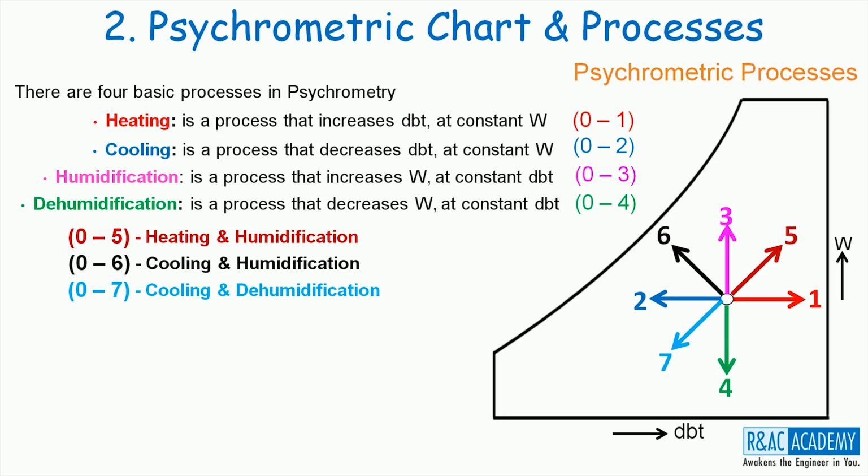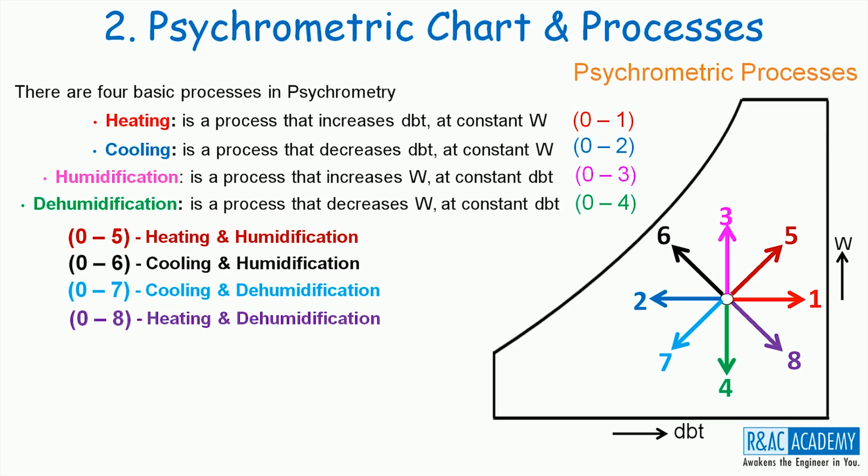Finally, whenever the state of the moisture is moving along the 0,8 line, then the state is moving towards right, hence heating, and moving down, hence dehumidification. Therefore, heating and dehumidification is the process undergone by the moisture here. These are the 8 processes that are used in psychrometry.